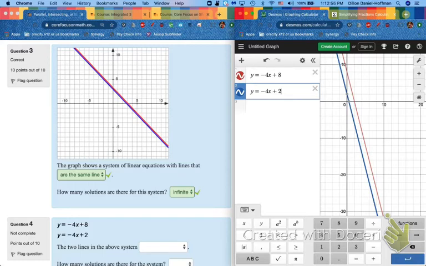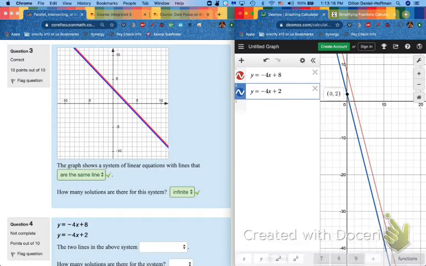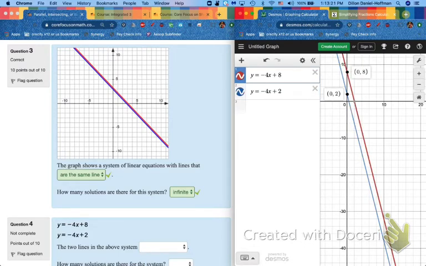Now, why are they parallel? Well, notice here that we have the same slope in front of our x. This is the y equals mx plus b format of our equation. And if we have the same slope, the same number in front of our x, then our lines are going to be parallel. Reminder that this number on the end is our y-intercept. So the blue line's touching at positive 2, which is why it's (0, 2). And the red one is touching at (0, 8).